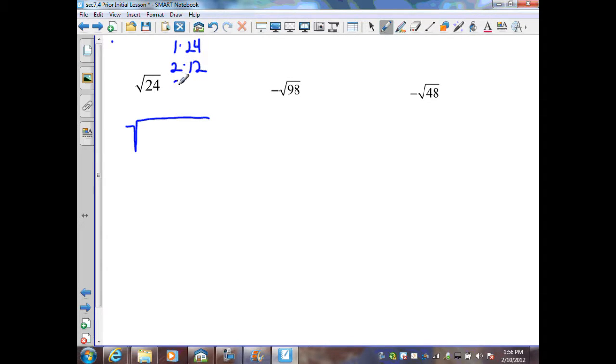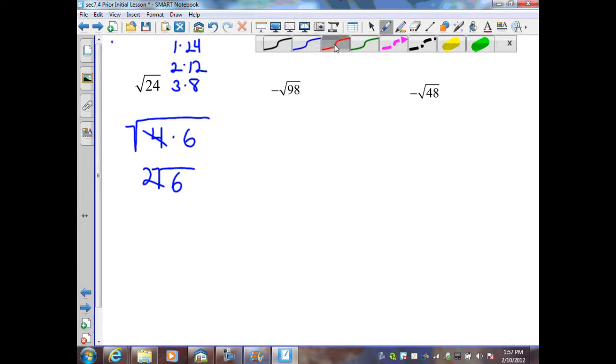Another one would be 3 and 8. Again, I don't have a perfect square. But the next one I can choose is 4 times 6. 4 times 6 is 24, so I haven't changed my problem at all. Now I just simplify this radical. The way I do that is I take the square root of 4. That's a perfect square. The square root of 4 is 2. It comes outside the radical, and I just rewrite what stays inside. And what stays inside is the one I didn't cancel.